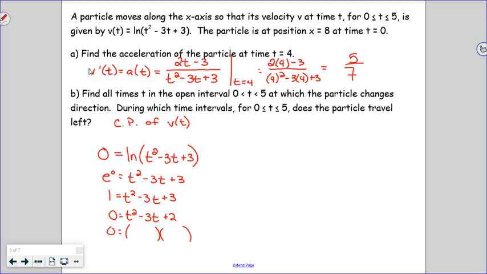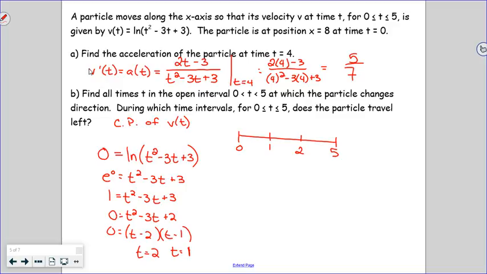Are there factors of 2 that add up to -3? Please say yes. Yeah, -2 and -1, right? So it looks like we would have zeros at 2 and at 1. So going back up here, remember this sign chart is just for my visualization. From 0 to 5, it looks like we have zeros at 1 and at 2.